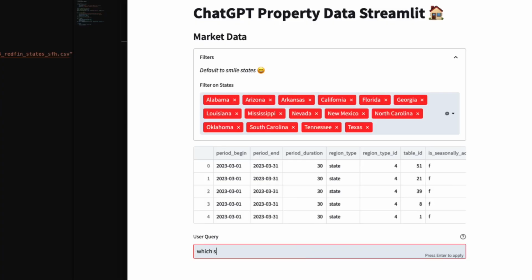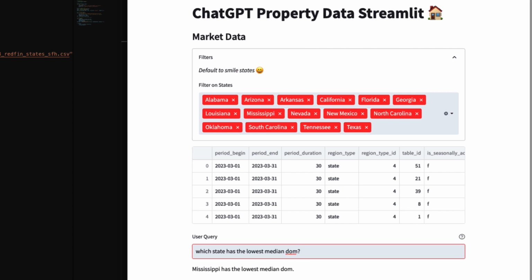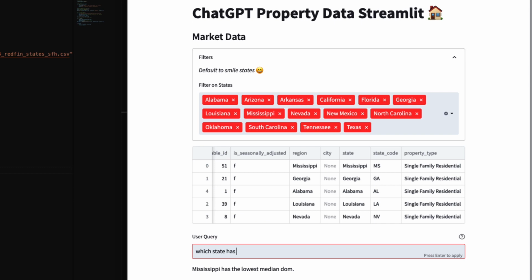In this video, I'm going to show you how OpenAI can answer questions on Redfin's housing market dataset. We will walk through an example of integrating the data with ChatGPT in Python.